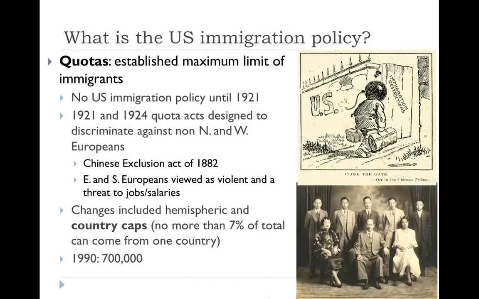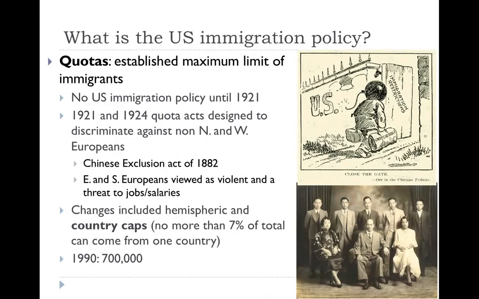A little bit more with immigration policy. What is the United States' policy? What have we had in the past? And so when we look historically, we have established quotas. When we talk about quotas, that's a maximum limit of people that are allowed to come in from a specific region or a specific country. And so there is no U.S. immigration policy until 1921. And in 1921 and in 1924, they enacted quotas, which were basically designed to discriminate against people who were not from North or Western Europe.